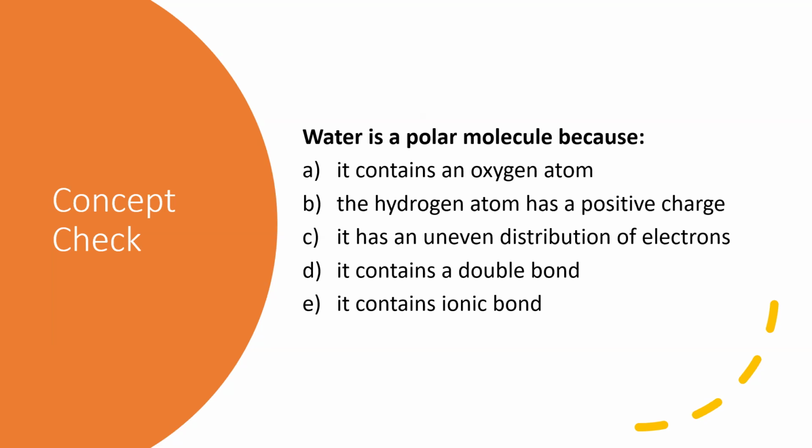Good. So the answer is the water molecule is polar because it has an uneven distribution of electrons. That's what makes it polar, right? The oxygen is hogging them, making it slightly negative compared to the hydrogen. All right.